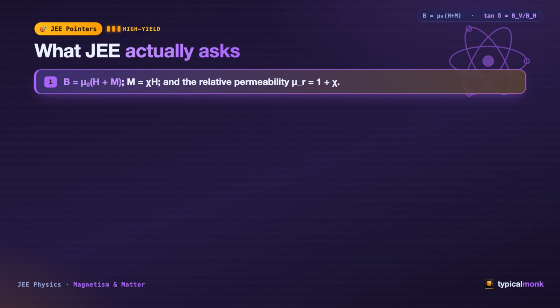Now what JEE actually asks, 5 pointers. 1. B equals mu naught times bracket H plus M equals χ H, and the relative permeability mu R equals 1 plus χ.